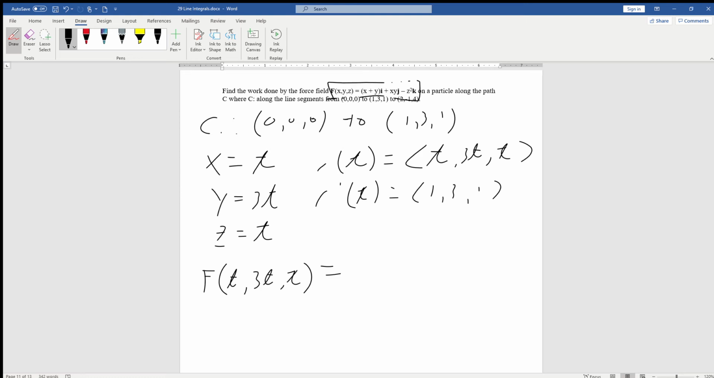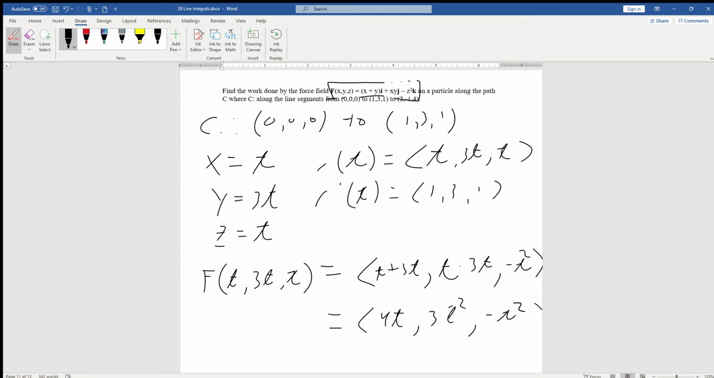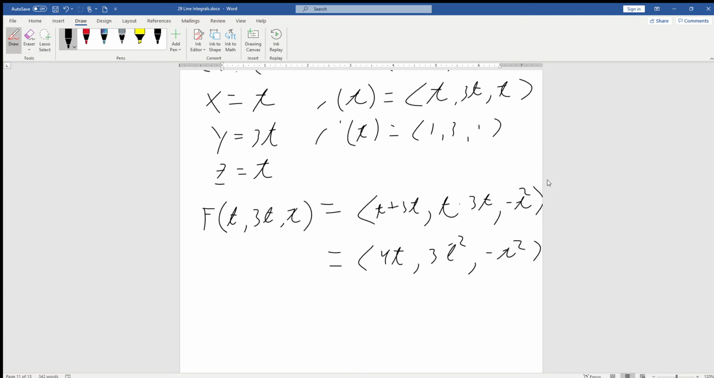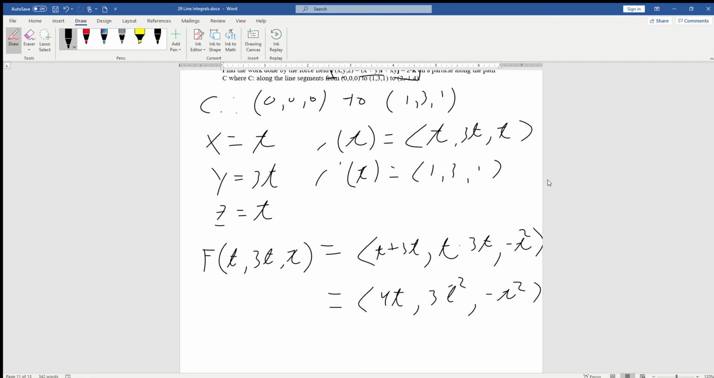And we're just going to substitute those back into the original vector field. I'll put it into component form: x plus y is going to be t plus 3t, comma, xy, which is t times 3t, and then finally minus z squared, so that's negative t squared. If we simplify, that would be (4t, 3t squared, minus t squared). Now remember, our formula says that we need to take the integral and dot r prime of t with f at r of t.